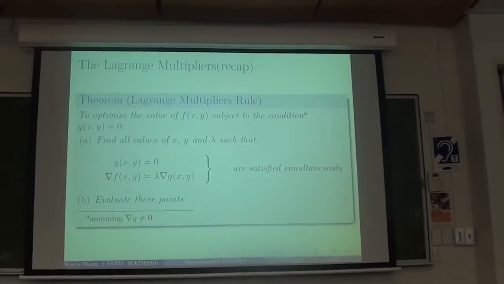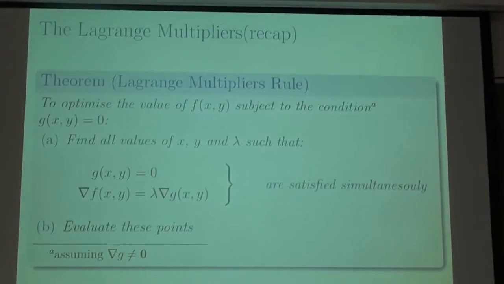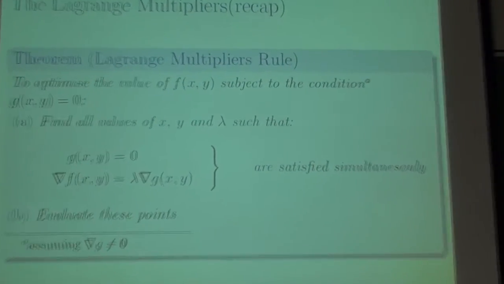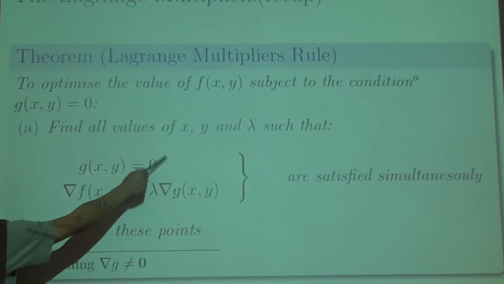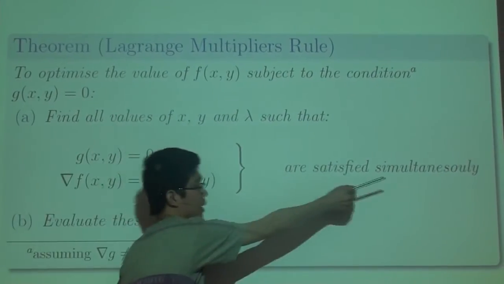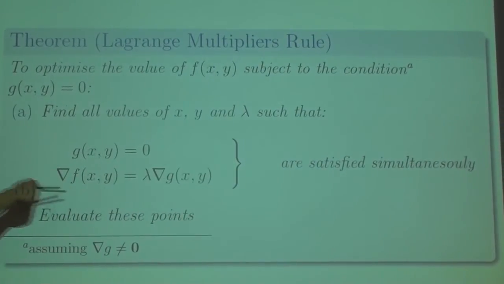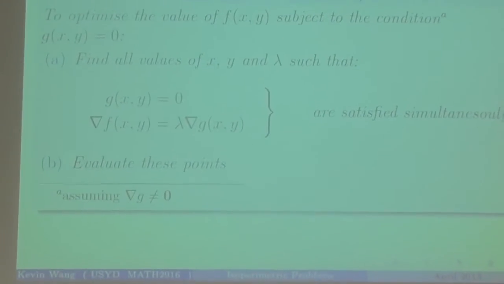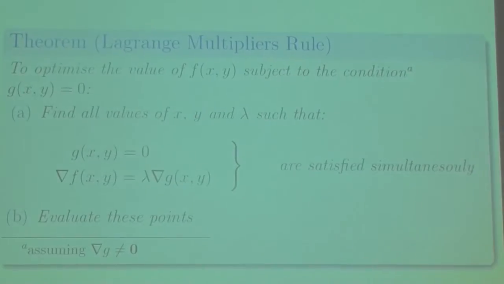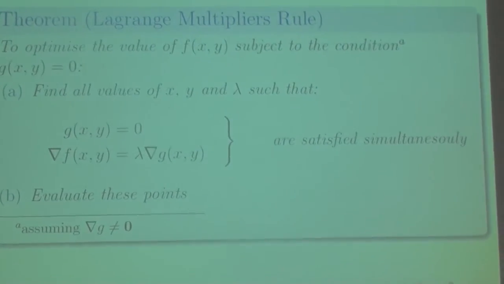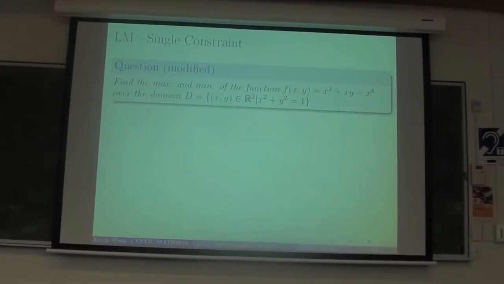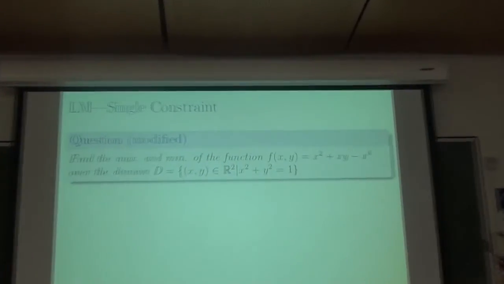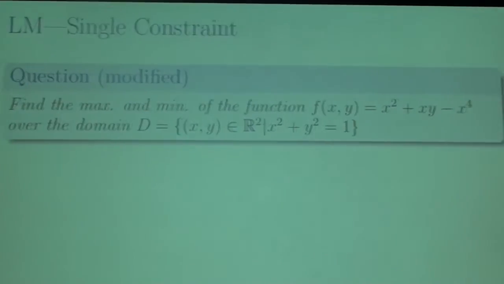Okay, so here's actually the Lagrange multipliers equation itself, and it's nothing more than what I just showed you. You have to solve these two equations simultaneously, and once you get a bunch of points there, you will evaluate these points. So, how do we know these things work? Well, it's simple. We do an example. So this is actually question 3 in your vector calculus assignment.